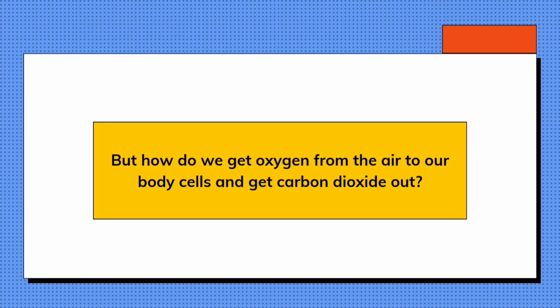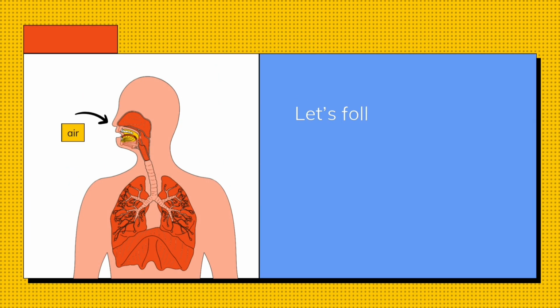But how do we get oxygen from the air into the body cells and get carbon dioxide out? So let's look at it.